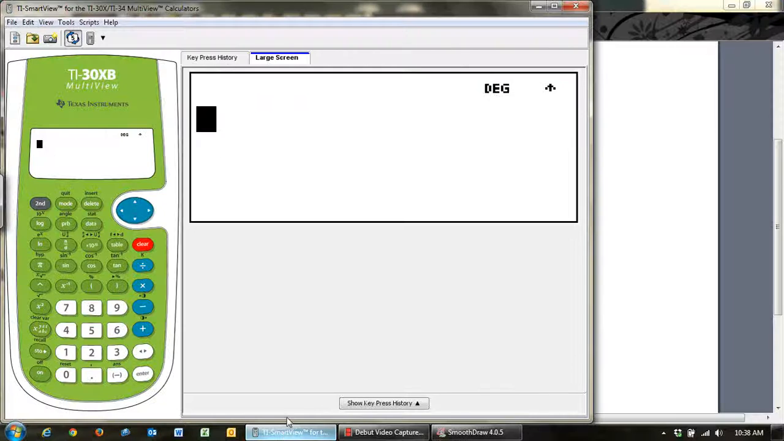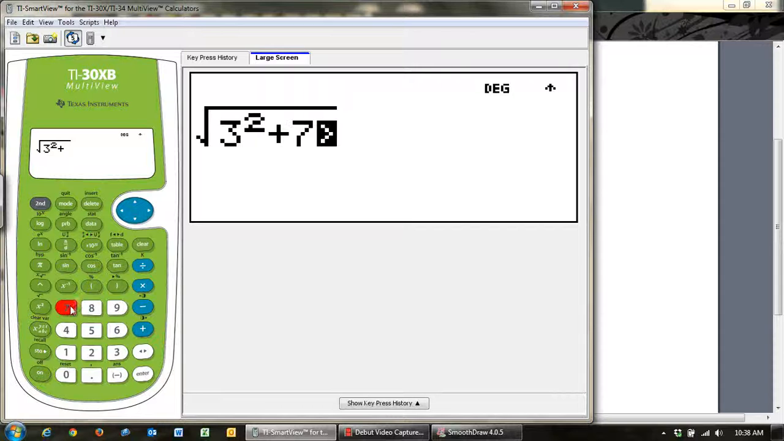Then you get your trusty calculator out. We want a square root, so we go second, squared, to give us the square root, and inside here we want 3 squared plus 7 squared. Press to the right to get out of there, then press enter, and it gives us the exact answer of root 58.